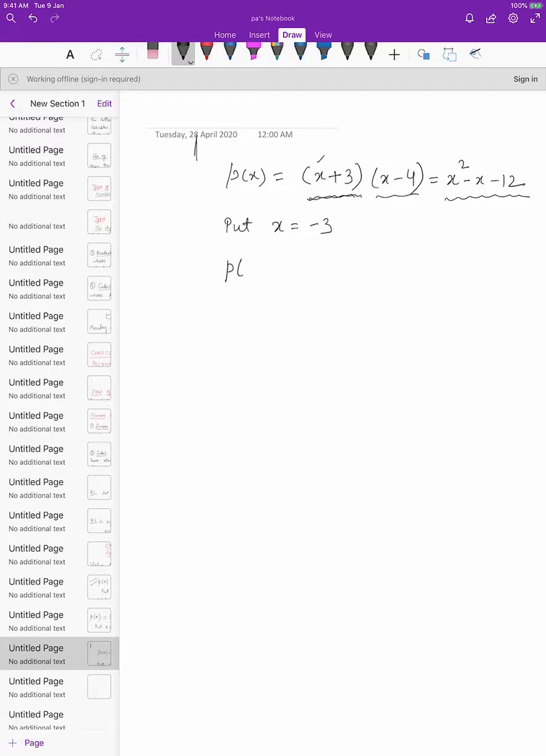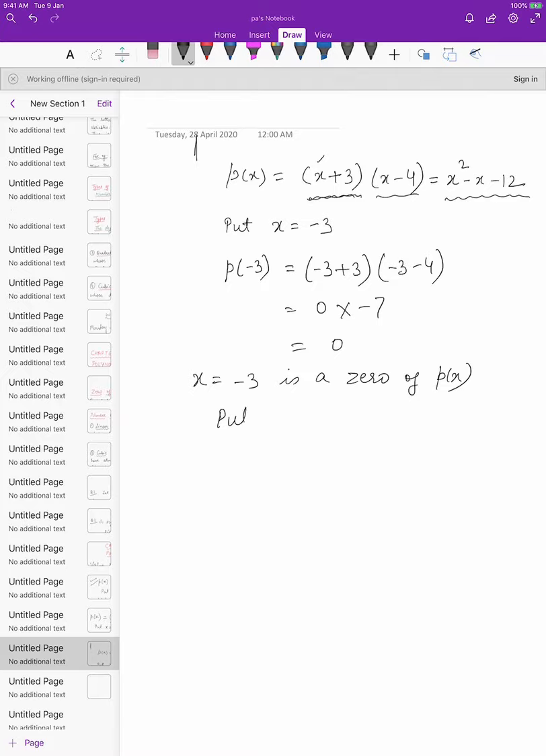So now let's check out. P of minus 3 will be (minus 3 plus 3) and then (minus 3 minus 4). That gives you 0 into minus 7, which is equal to 0. So can I say x is equal to minus 3 is a 0 of the polynomial p(x)?